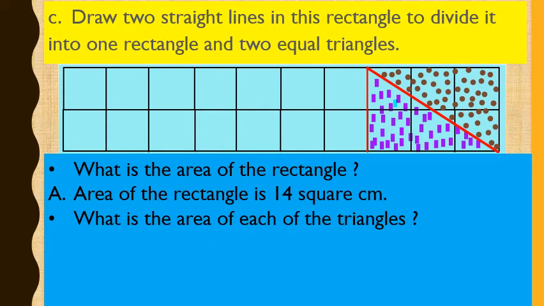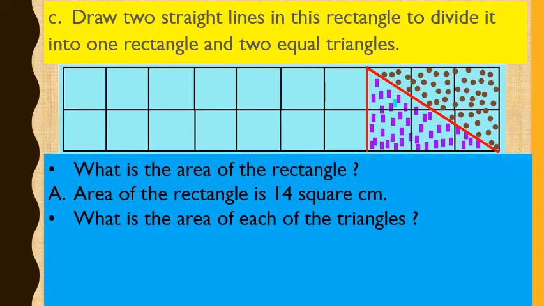Now, what is the area of each of the triangles? The other part of the rectangle consists of 6 complete squares. So the area of that rectangle is 6 square centimeter.